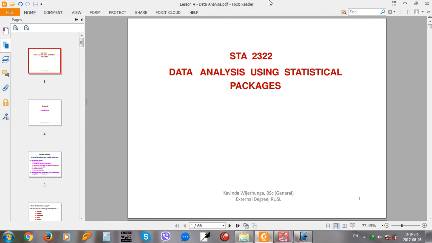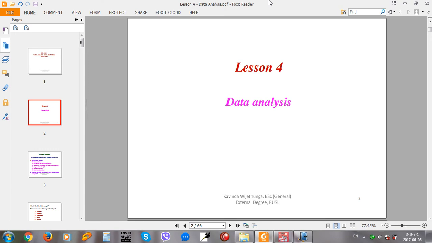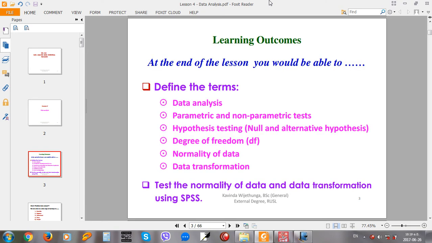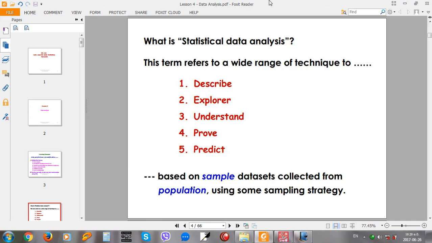STA 2322 Data Analysis using Statistical Packages. Lesson 4: Data Analysis. Learning Outcomes. Define the terms data analysis, parametric and non-parametric tests, hypothesis testing, null hypothesis and alternative hypothesis, degrees of freedom, normality of data, and data transformation. Test the normality of data and data transformation using SPSS. These are the learning outcomes of this lesson.